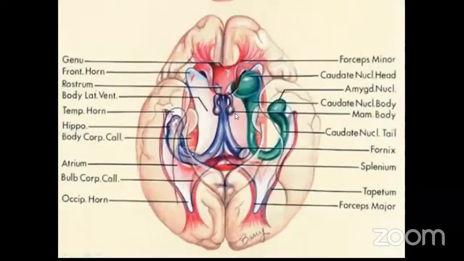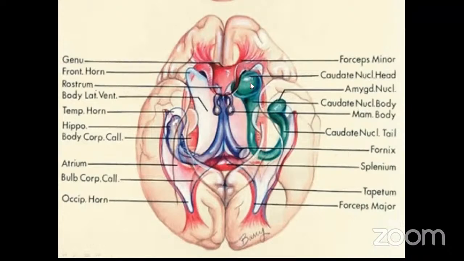So again, this picture is from below upward. We are looking at the base of the brain. At the base of the brain, we can now see all the structures that were previously described, barring the hypothalamus, which is not visible in this picture. You can see the fornix. You can see in relation to the fornix, the caudate is located slightly laterally.